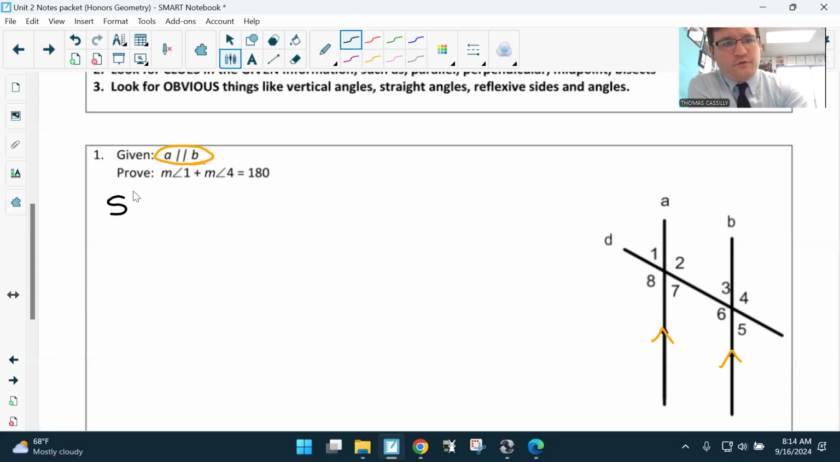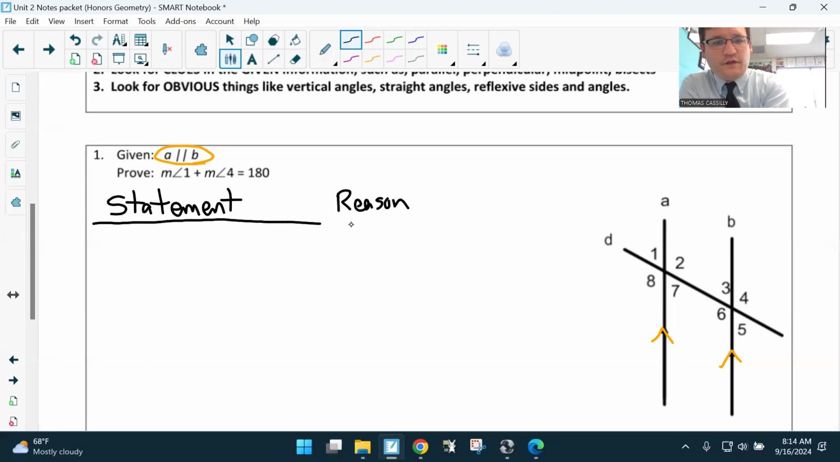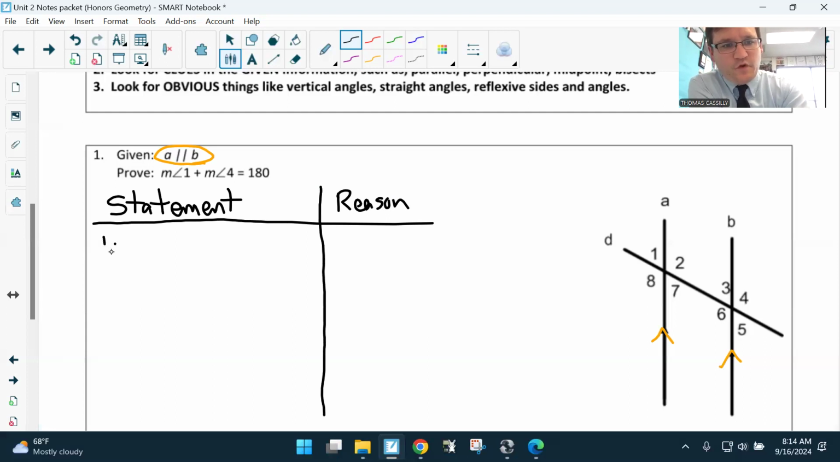All right. And every single proof that we do in this class looks like a T-chart. Statement and reasons. So we need to make our T-chart, and they're always going to have a statement side on the left and a reason side on the right. Now, we can put anything we want in the statement side so long as we back it up with a reason. So the first thing I'm going to put is A is parallel to B, right?